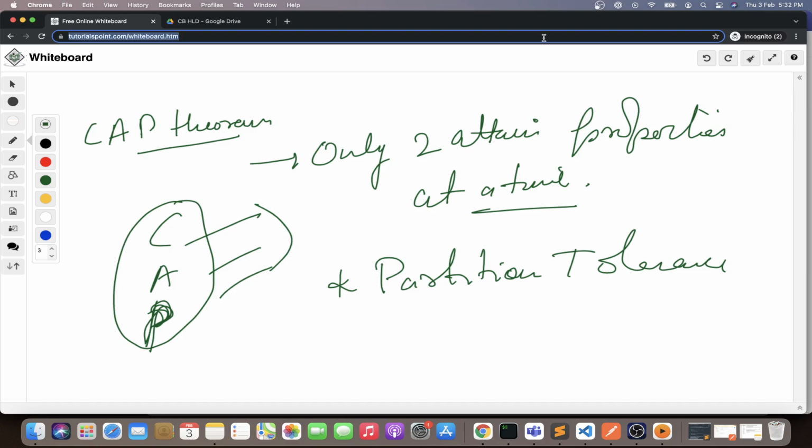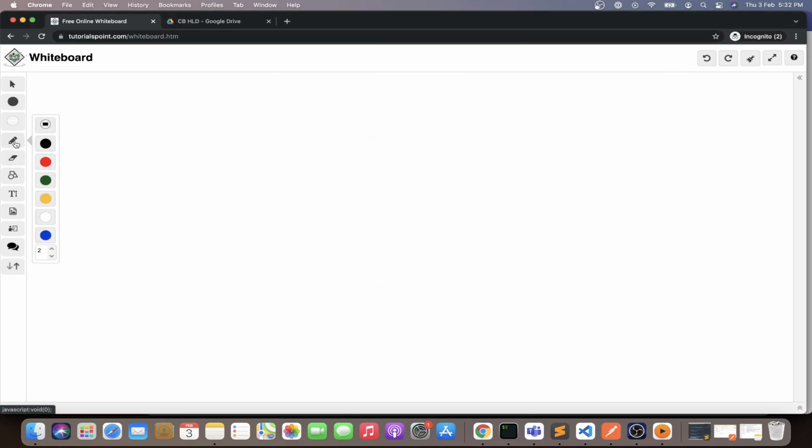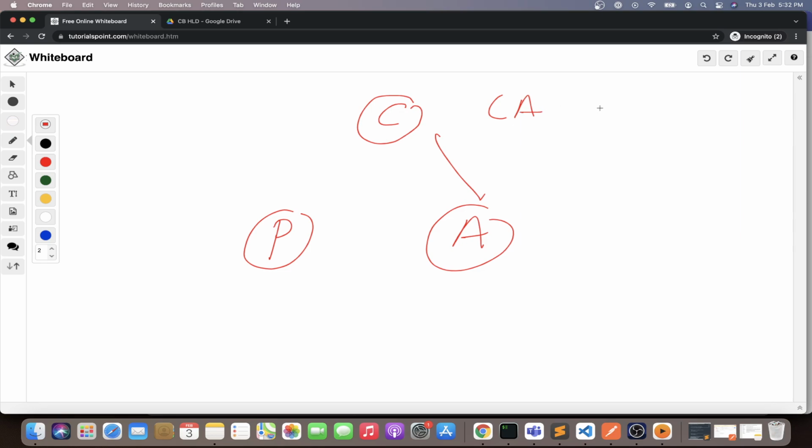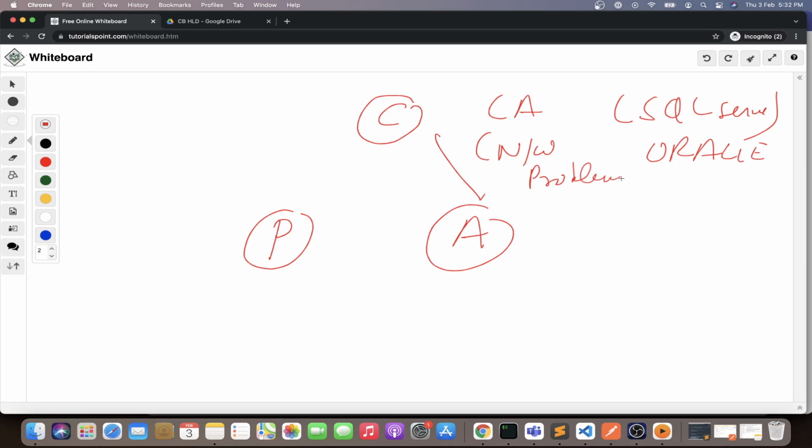So I'll just draw a quick diagram and give you examples of different DBs. So this is the C, this is the P, and this is the A. Cool. So this is the CA category. Examples are SQL Server and Oracle DB, and in this category network problems occur if we try to achieve a consistent and available application. This is the partition and available category. Sometimes data is inconsistent here.